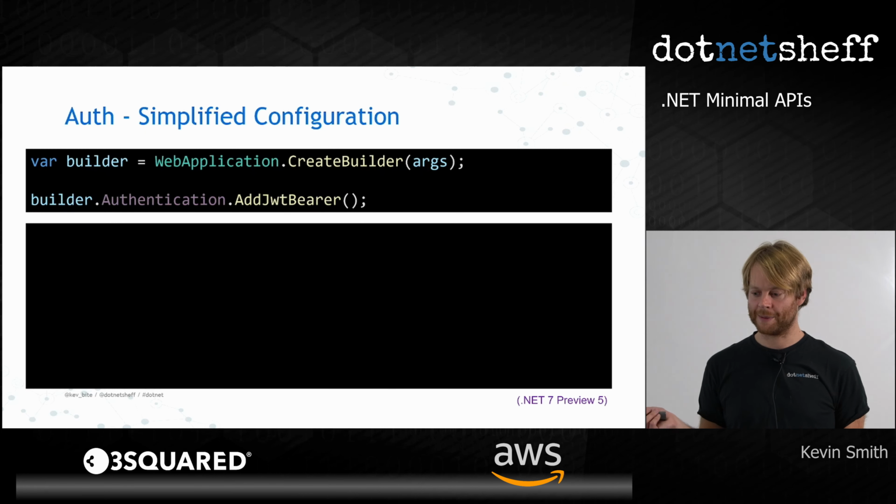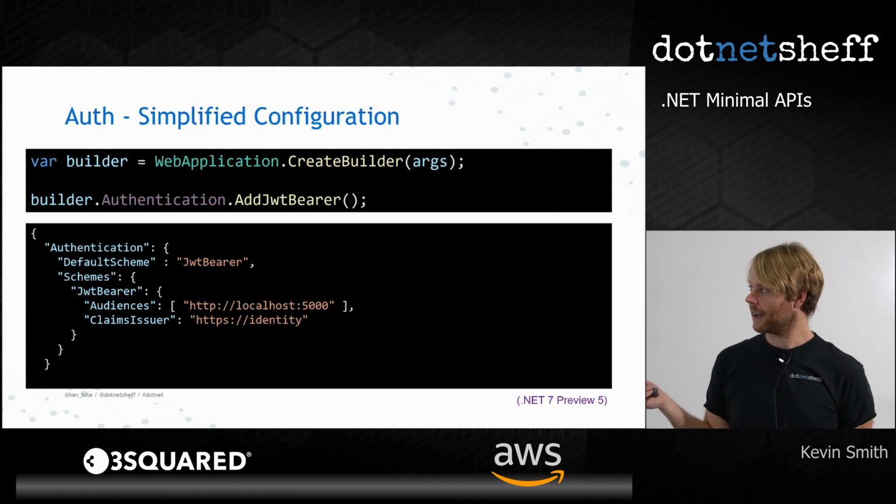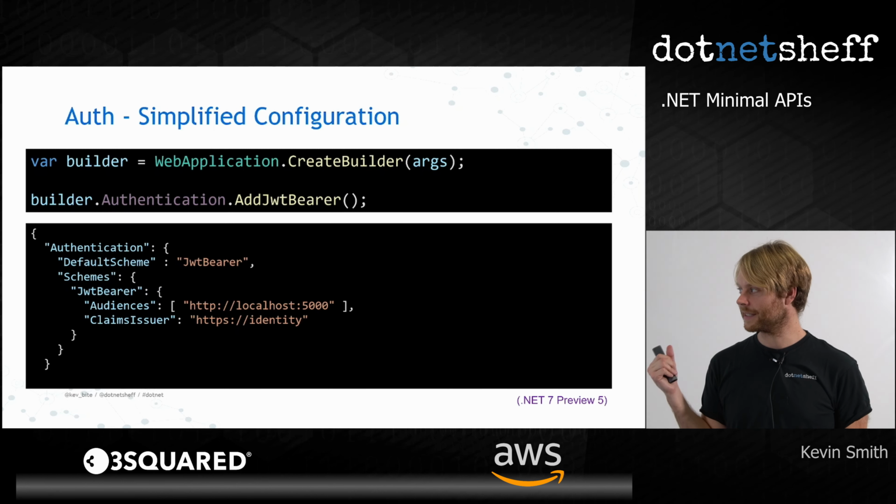Authentication, you can just add JWT bearer tokens by just calling add JWT bearer. And if you pass into your app configuration the audiences and the claim issuer, it'll just go validate it, because all JWTs pretty much get validated the same, and this is the default standard now. So just kind of wrap that up, just going to make that a lot easier.